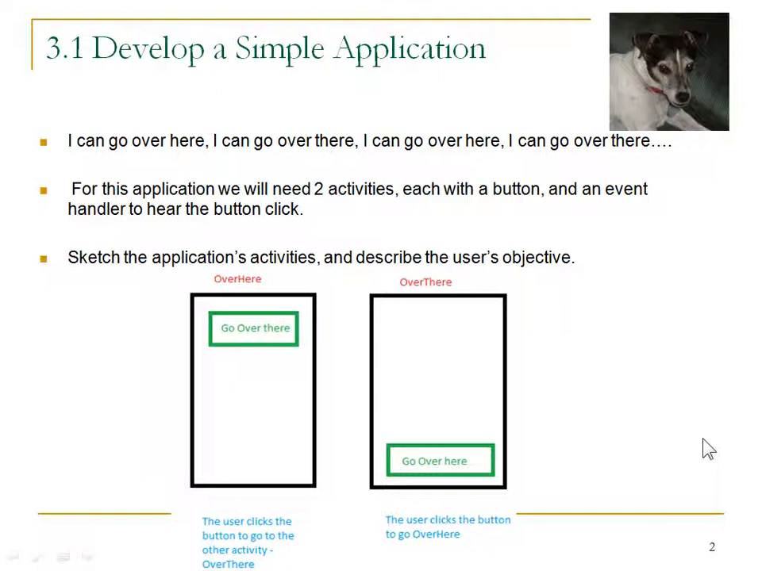So we're going to make an application that was inspired by one of the dogs. It's completely useless. It's called I can go over here, I can go over there, I can go over here, I can go over there. That's what this dog does all the time. So we need two activities, each with a button and an event handler to hear these button clicks.